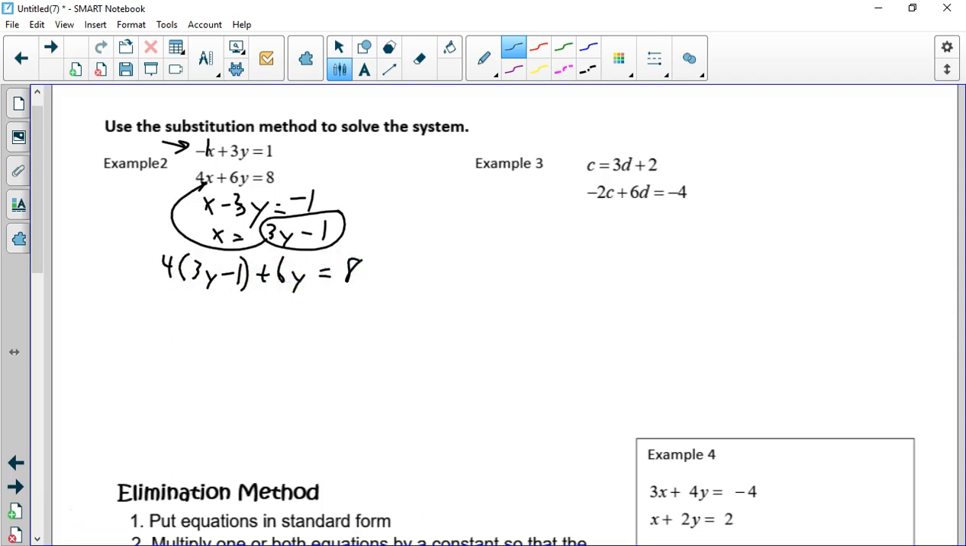Notice I have nothing but y's now. I'm going to distribute my 4 and get 12y minus 4, careful that you distribute the 4 to both, plus 6y equals 8. I'm going to combine my terms. That's going to be 8, and I'm going to do it in baby steps here. That's going to be 18y minus 4 equals 8. I'm going to add 4 to both sides.